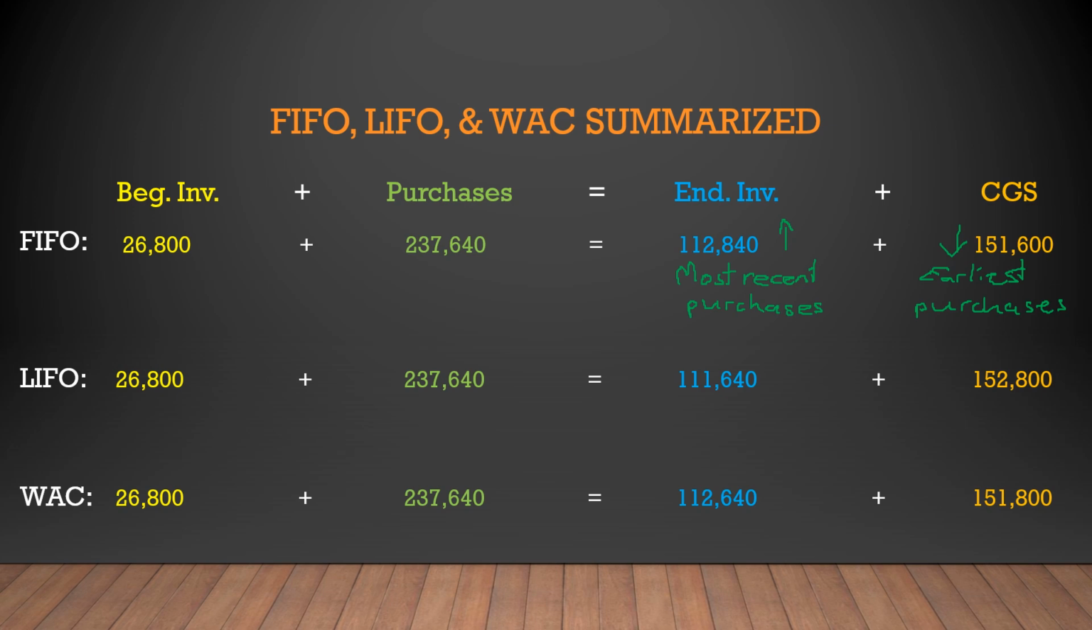The benefits under the FIFO method are that ending inventory more closely aligns with its actual value since it uses the more recent costs. Furthermore, since cost of goods sold is lowest under FIFO, FIFO will provide a higher net income on the income statement.